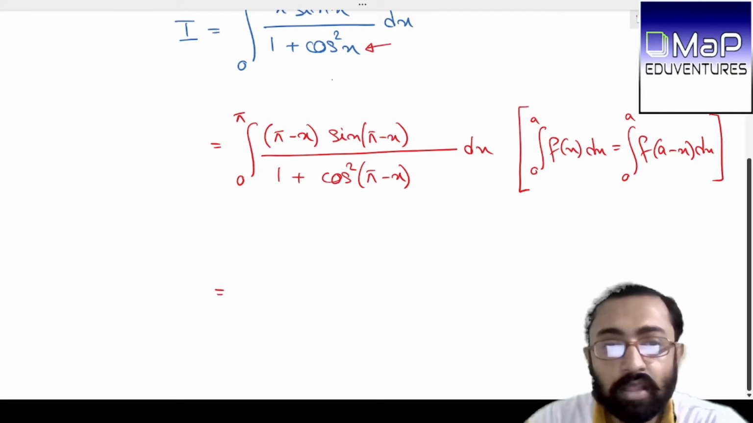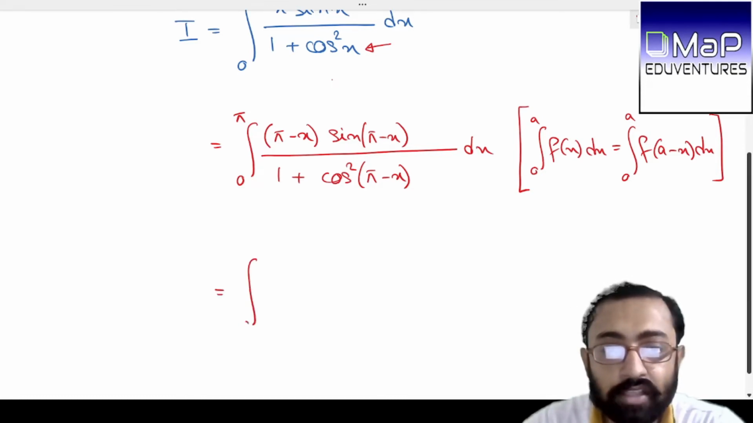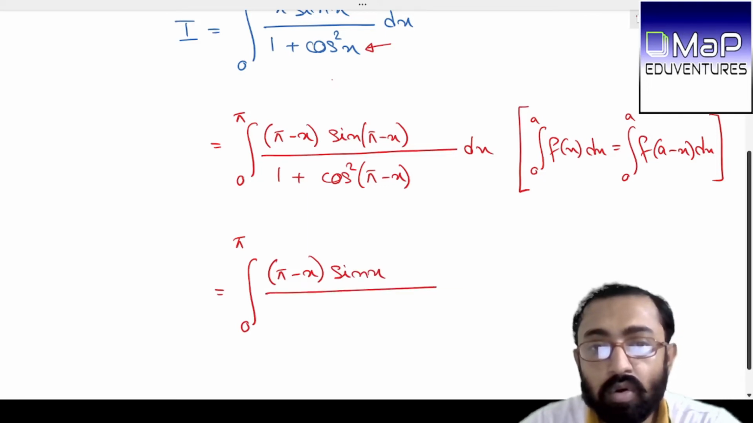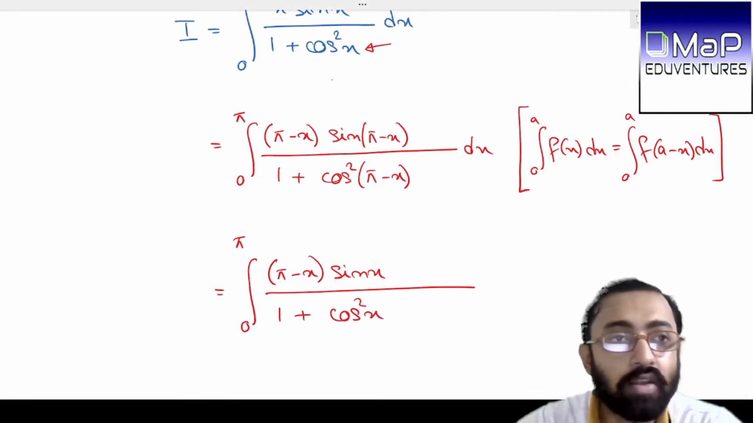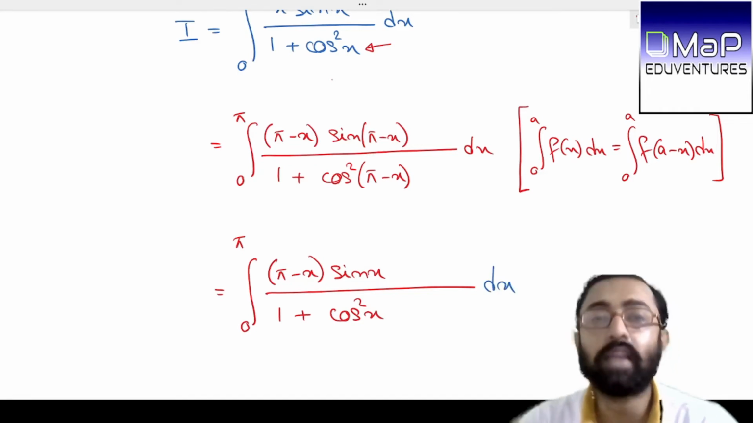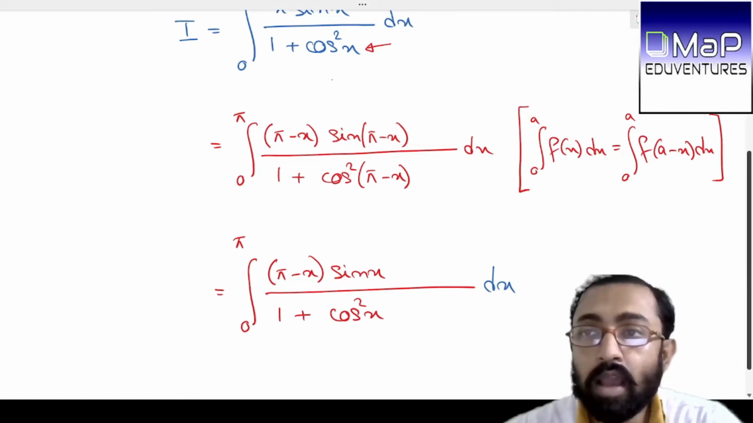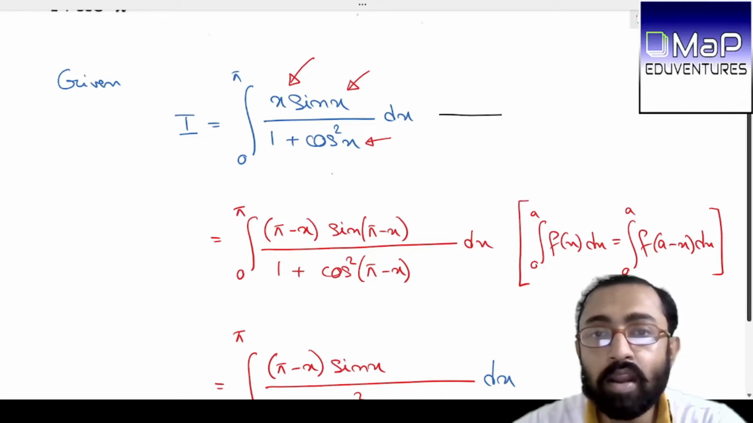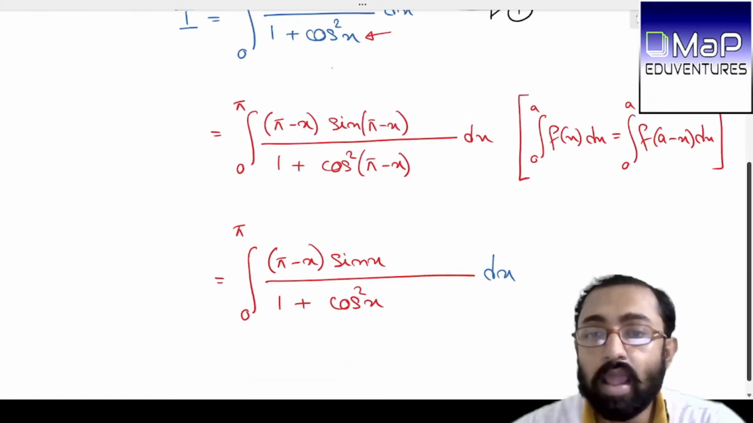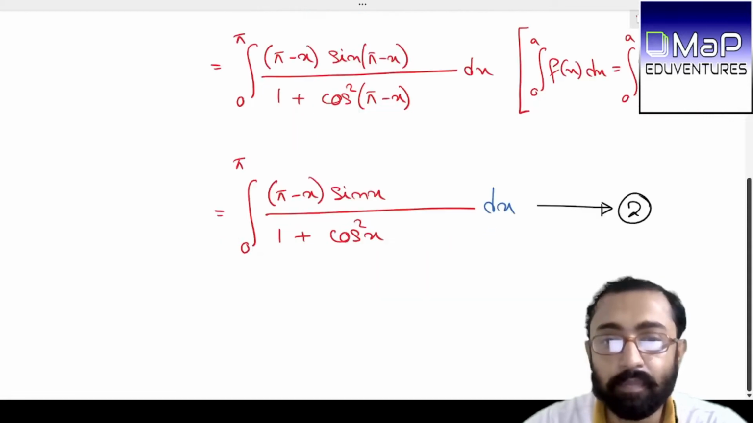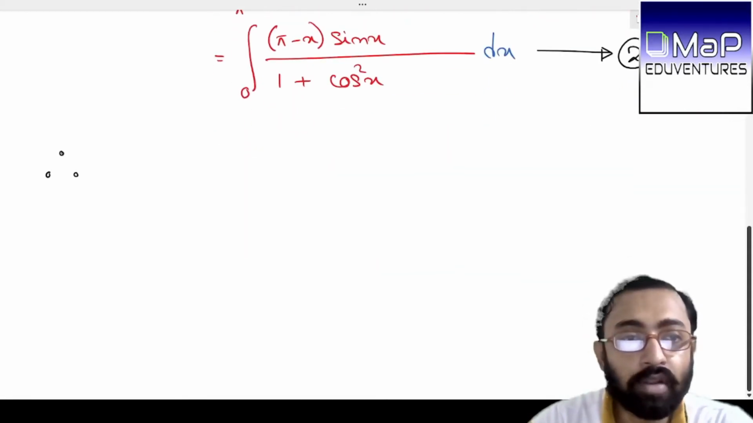Now the limits do not change, from 0 to pi. So pi minus x will remain the same, sin of pi minus x will become sin x, whole divided by 1 plus cos square x, because cos of pi minus x is minus cos x, but because of the square we will get cos x. All right, up to here it is clear. Now, the step where we applied the property and the result, make them 1 and 2 and add them.